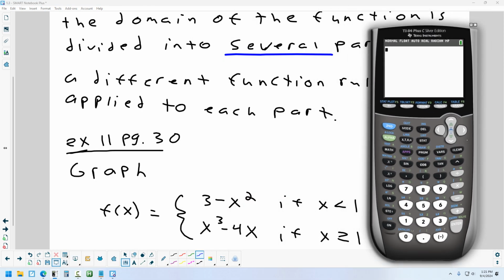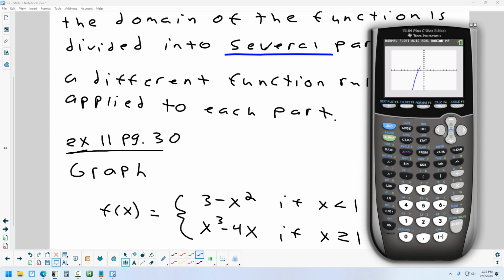So to graph this on a calculator, the calculator can't do it perfect, but what I'm about to show you is as good as we can do. So you press y equals, in the upper left. If you have anything on your screen, you're going to clear that out. And now we're going to type in 3 minus x squared, but in parentheses, just like this.